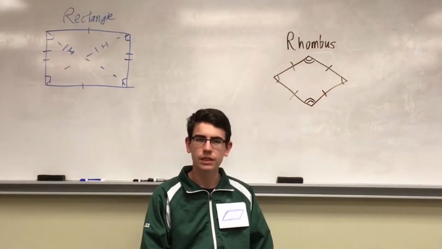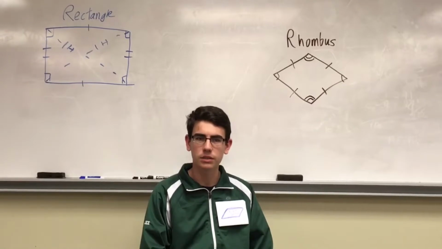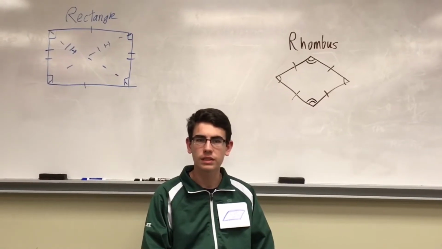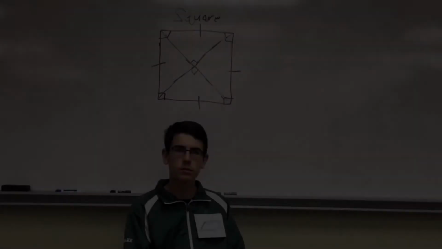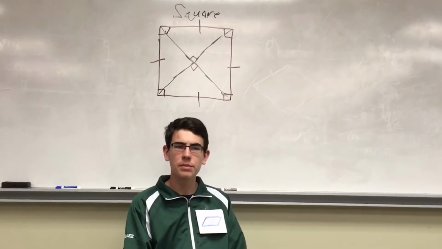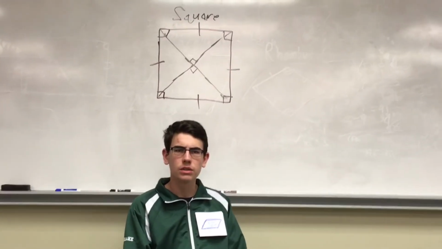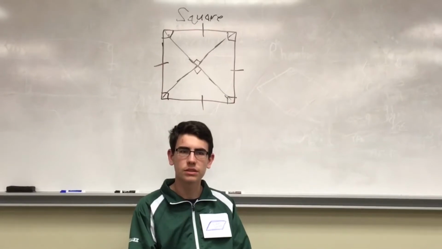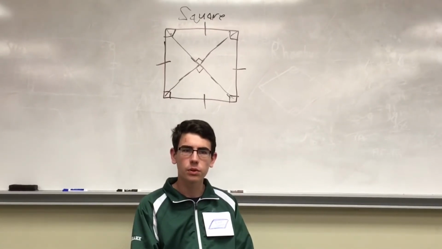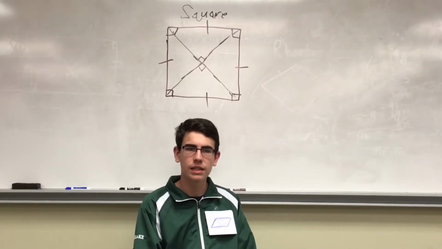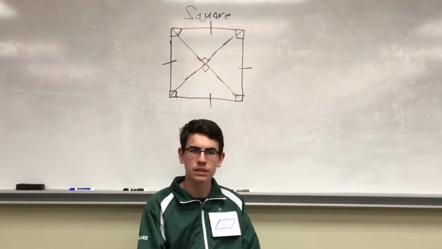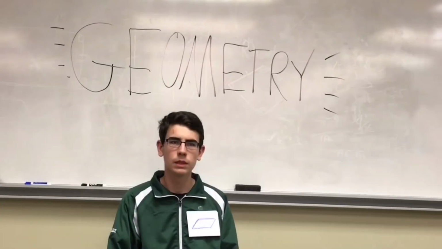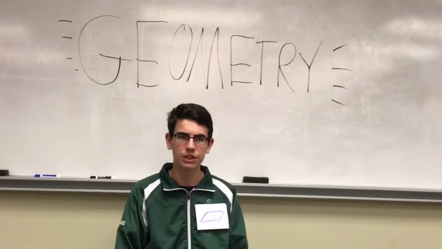For rectangles, their diagonals are not perpendicular bisectors, but are congruent. However, a rectangle has 4 right angles. Now you may be wondering, what about squares? Well, squares use many characteristics of rectangles and rhombuses. A square has 4 right angles, 4 congruent sides, and its diagonals are congruent and are perpendicular bisectors of each other.